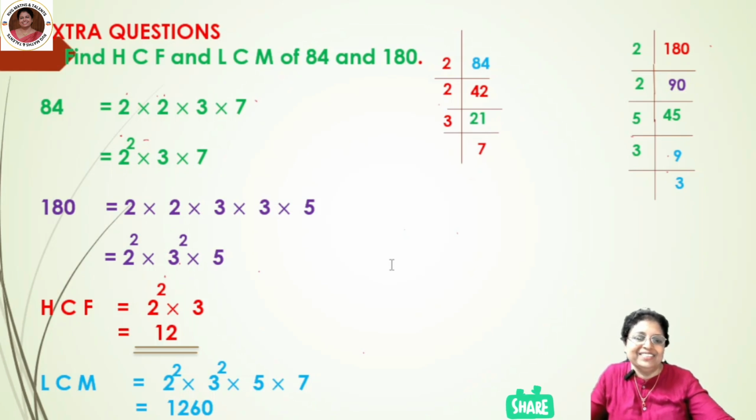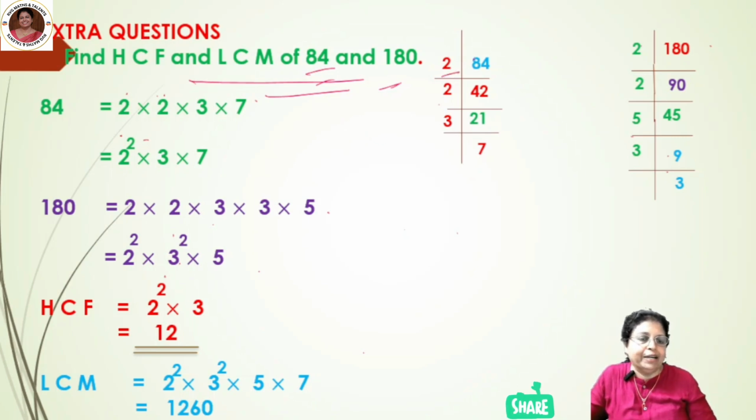Find HCF and LCM of 84 and 180. I think all of you have already studied how to find this. Very quickly you can do this. So let us do it together.